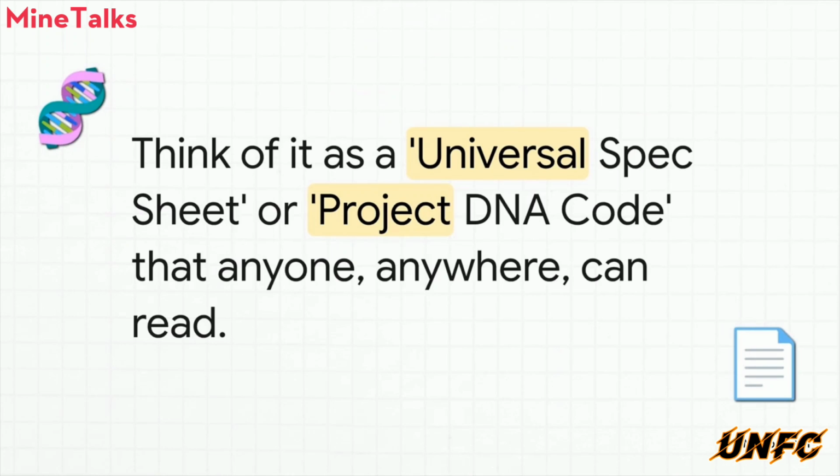This is the key takeaway, really. The UNFC gives every project a standardized code, kind of like its own unique DNA sequence, and that code instantly tells you everything you need to know about its status and its potential. It doesn't matter if you're looking at a solar farm in the desert or a cobalt mine in the jungle, the code means the exact same thing.